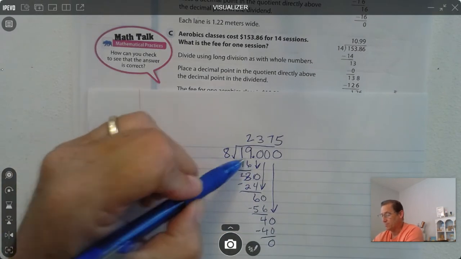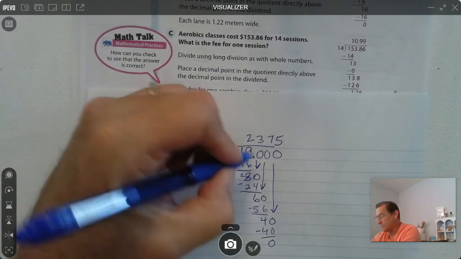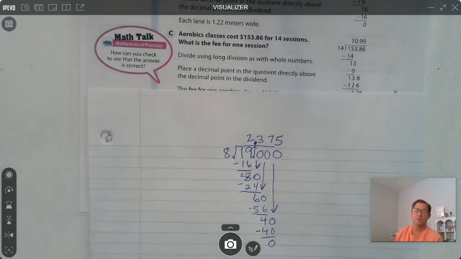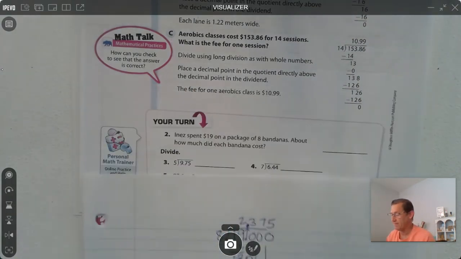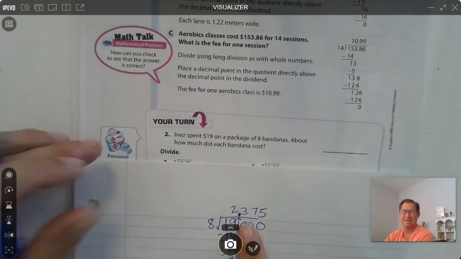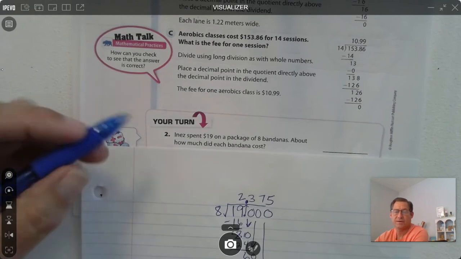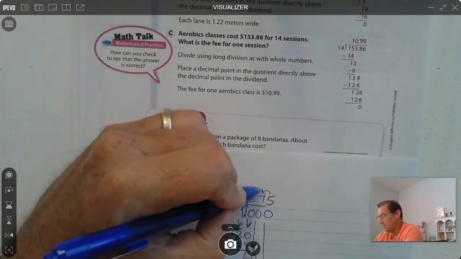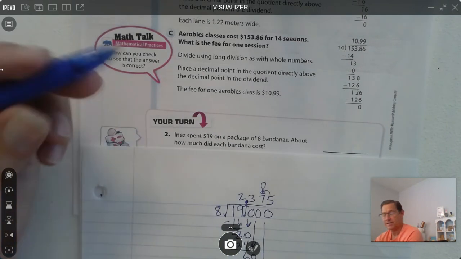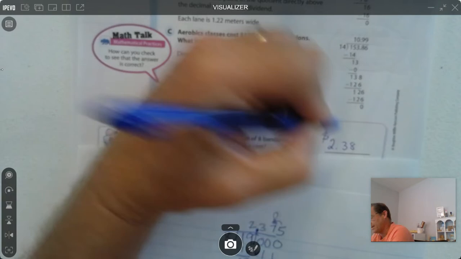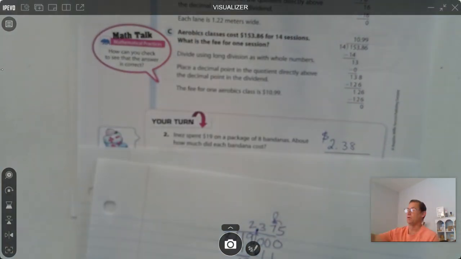Okay, so now we're just going to place the decimal straight up into the quotient. So 2 and 375 thousandths. But it says money amount. So each bandana doesn't cost $2.375. We're going to round this up to 8. So we're going to get about $2.38 per bandana.